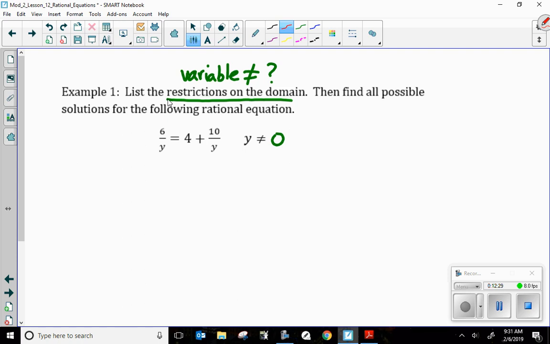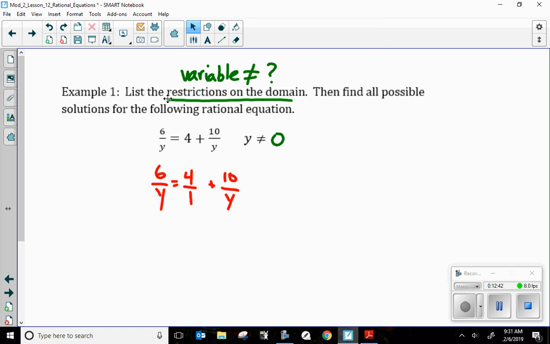Let's get everything in the fraction form. 6 over y is already a fraction. Equals 4, we'll put that over 1. Now it's a fraction. Plus 10 over y. Now, the first problem wasn't bad. It was just numbers. We're stepping it up, and now we have variables.